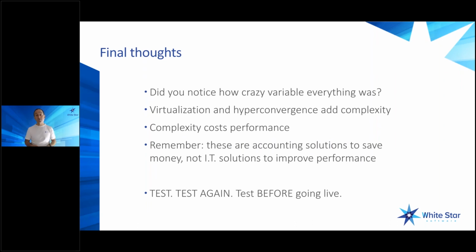All right, so final thoughts to close up. Did you notice how crazy variable everything was? And that's unusual. We usually do these benchmark talks and we show you, if you do it this way, you get this result, and if you do it that way, you get that result. But that is not the case. There are too many variable factors in these network communications. You get too much variability. And like I just said earlier, virtualization, hyperconvergence, SAN, all of these solutions are there to save your company money and to make management easier. They are not there to make performance faster, right?